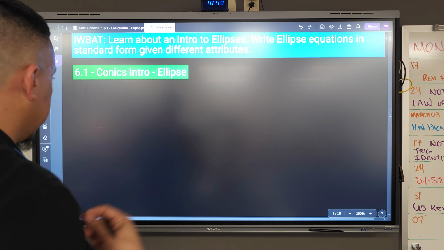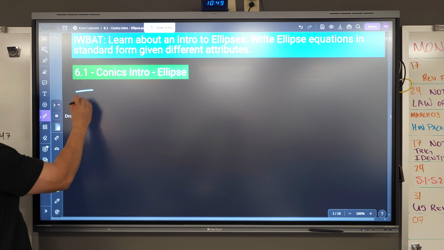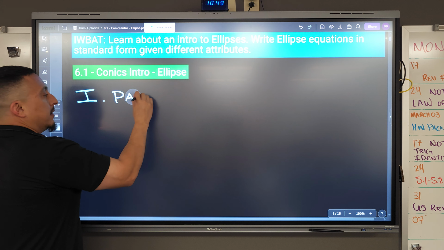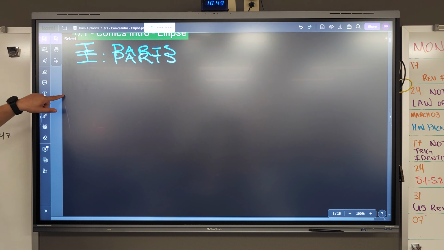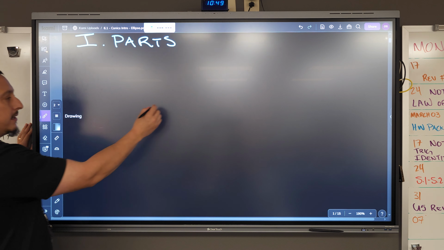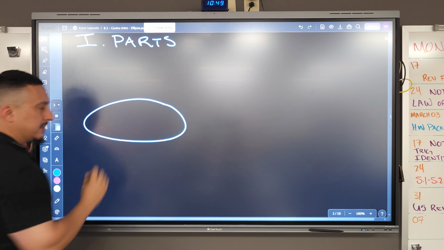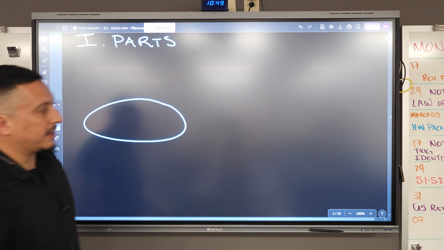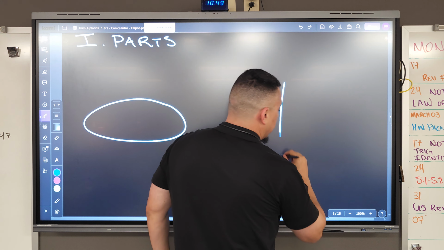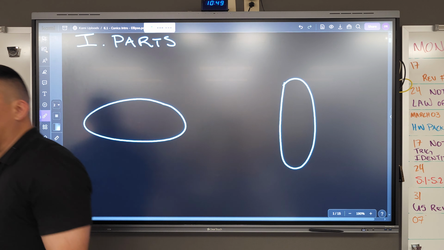Okay, so first, let's talk about the parts of the ellipse, just so we can communicate. What is this, what is this, what is that? So we have an ellipse, we call it type 1, that looks like this. It's long in this direction, or we could have one that's long like that. And we're freehanding, but just pretend they're perfect ovals.